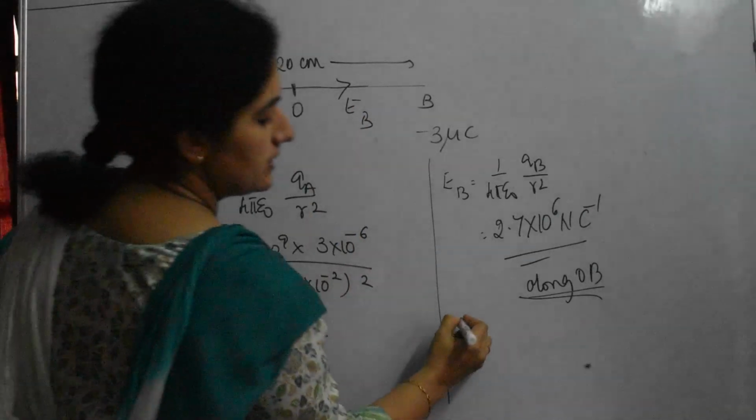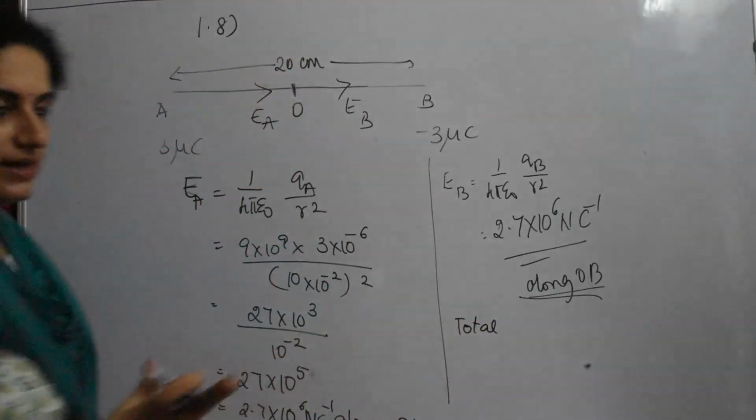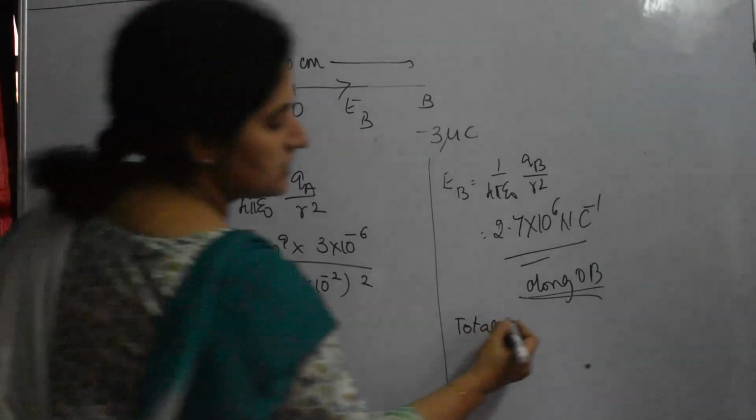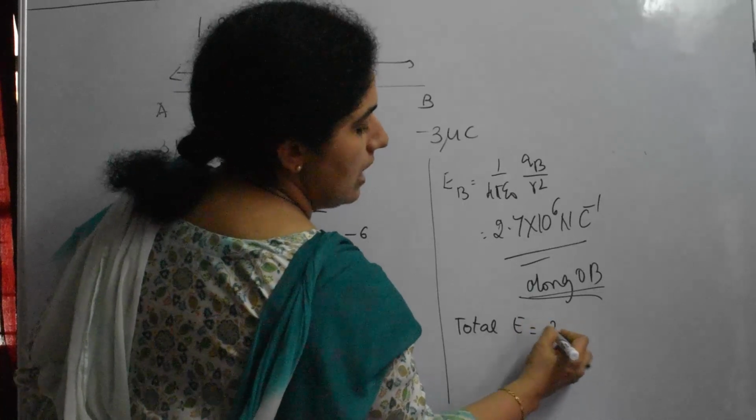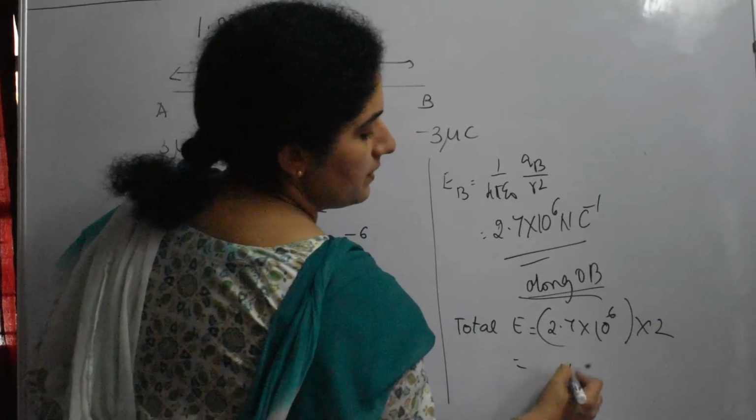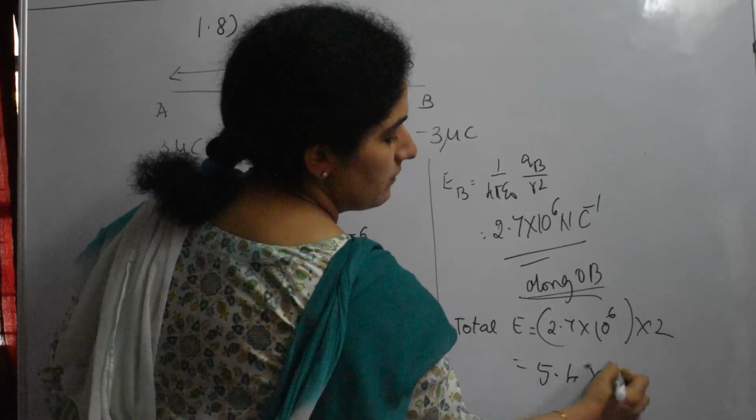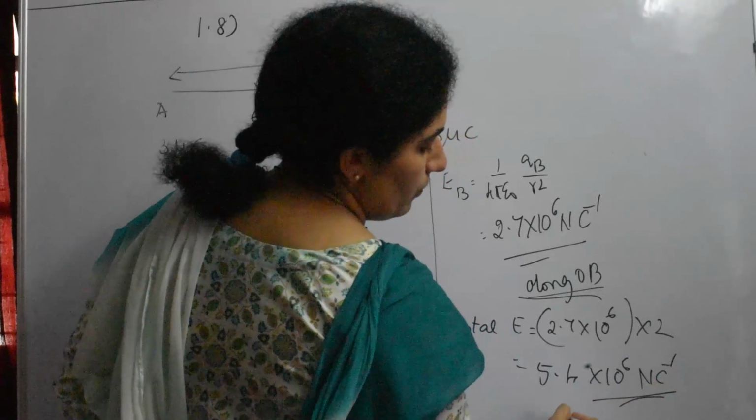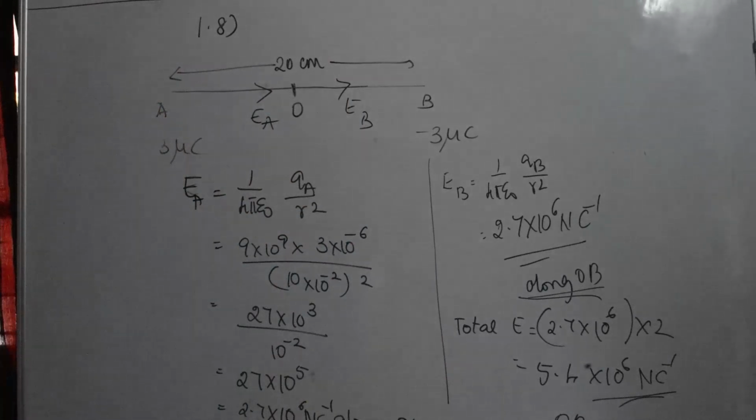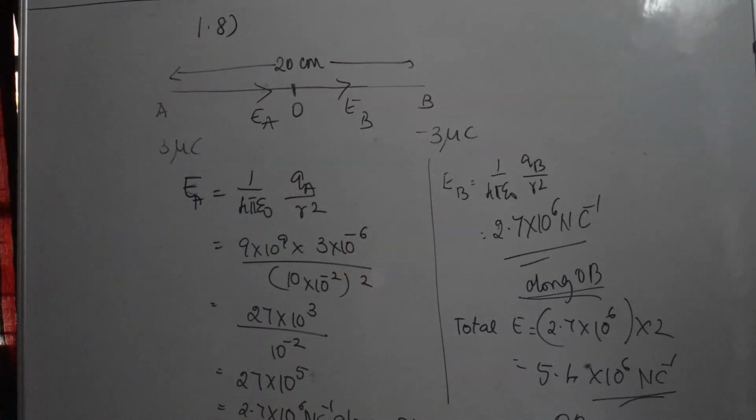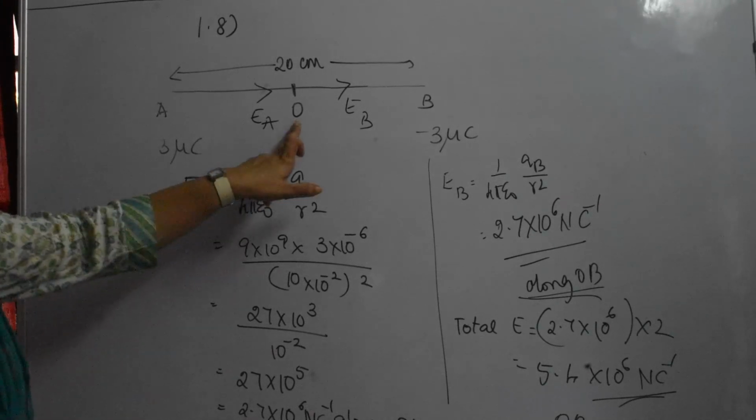Correct? So what is the total electric field, since both are in the same direction? So you can add together. The total electric field is equal to 2.7 into 10 to the power 6 into 2, that is 5.4 into 10 to the power 6 Newton per Coulomb along OB. So the total electric field is along OB.